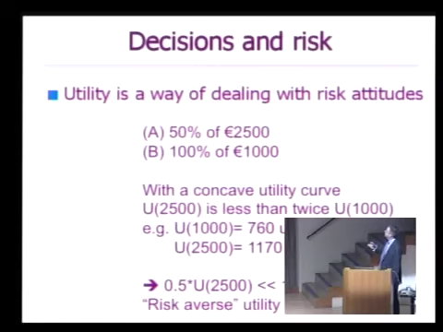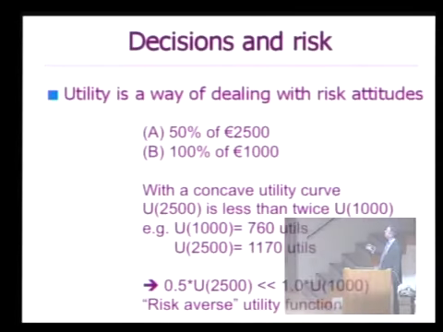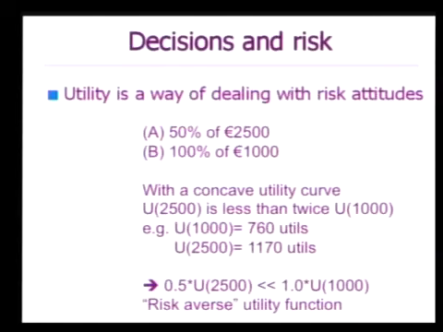So basically, the utility of 1,000 would be 760 utils. The utility of 2,500 is 1170. And you take the probability, multiply that by the utility of 2,500. That works out as less. It's not more than the utility of £1,000. So that explains why, according to economists, if you're making choices and you represent the utility of things in this way, it would mean that you're risk-averse.